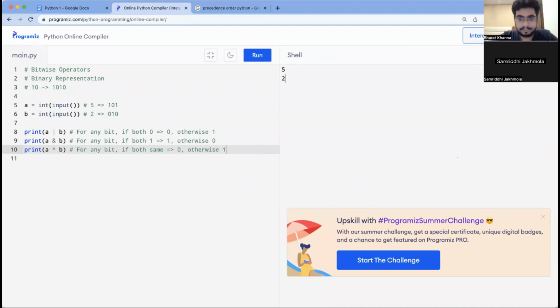So 7, 0, and 7 as expected. If I give 5 and 3, so let me just do this. So OR again 1, 1, 1, so 7, and only last bit will remain 1 for AND. So 1. XOR last bit will become 0, but the rest 2 will be 1. So 6. Does this make sense? Bitwise operators, yes or no? AND, OR, XOR.